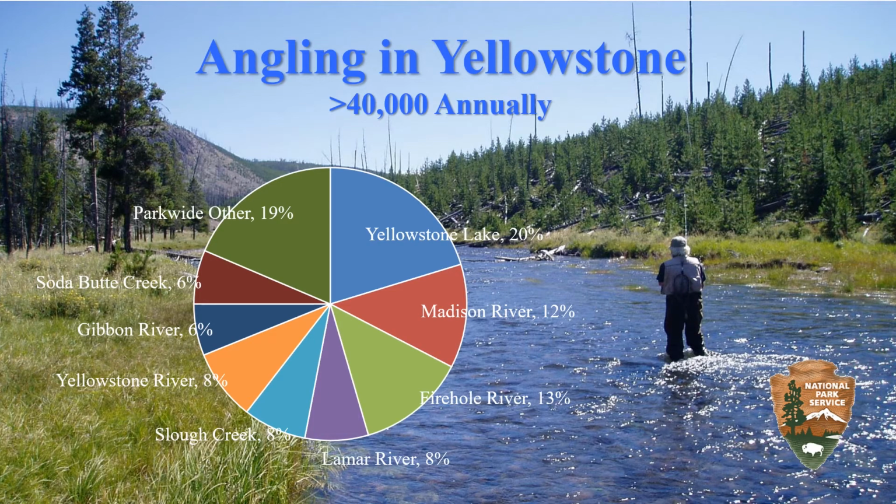Finally, a few notes about angling overall in Yellowstone. Typically over 40,000 anglers visit the park each year. In terms of where people go, what waters are used mostly, you can see in this pie chart, Yellowstone Lake is used by about 20% of the anglers that come to the park. It's the highest use of any park water. But the Madison River and the Firehole River are also highly used, along with the Lamar River, Slough Creek, Yellowstone River, the Gibbon River, and Soda Butte Creek. 19% of all angler use then occurs at other smaller waters across the entire park.